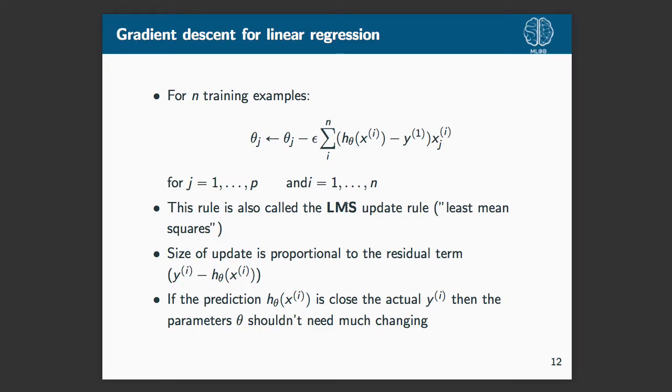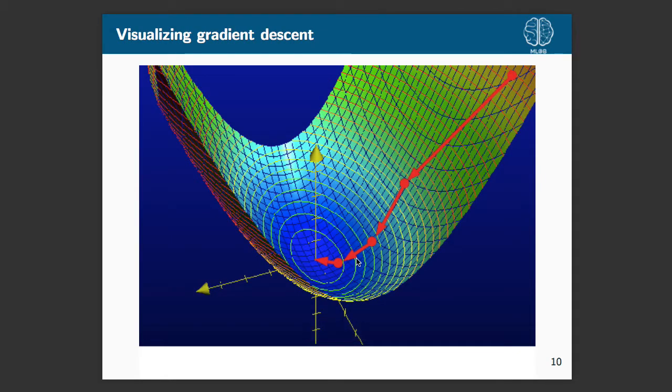One thing we notice is that the size of the update is proportional to the residual term. So the h minus y, that part there, remember that's the residual term that we're trying to minimize the sum of squares of. And this kind of makes sense intuitively, because if the prediction h is close to the actual y, that means our thetas are probably pretty good. We're probably getting pretty close to the best thetas if my prediction is close to the true value. And so if I'm close to the right value, then I probably shouldn't update it much. So the smaller the residual, the smaller my update. Makes kind of intuitive sense. And if we look back at this plot, we see that the closer we get to the optimal theta, the smaller the steps get.